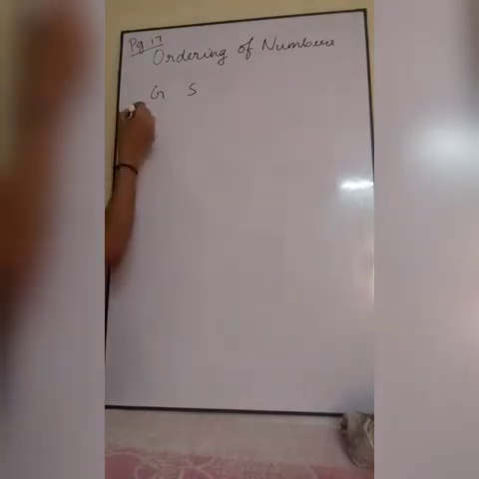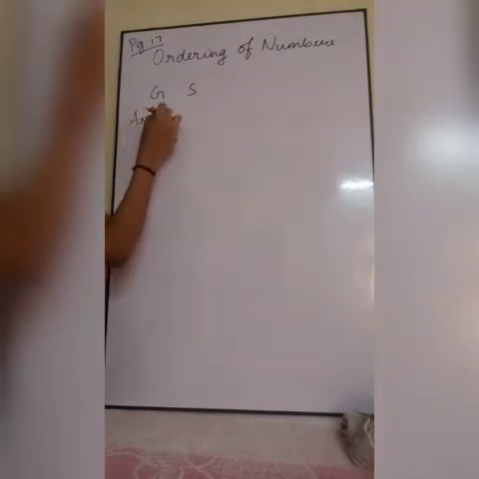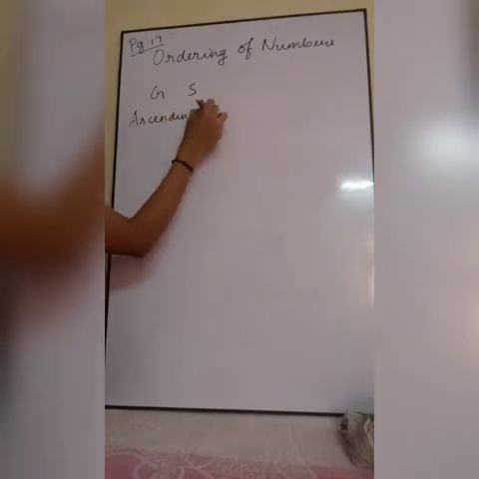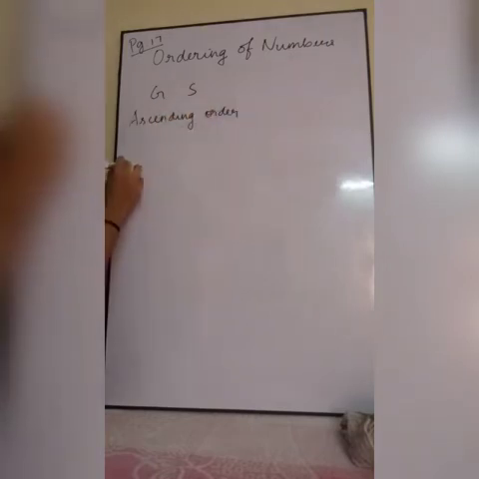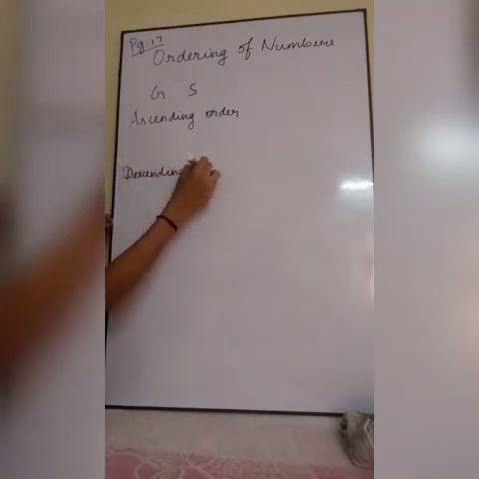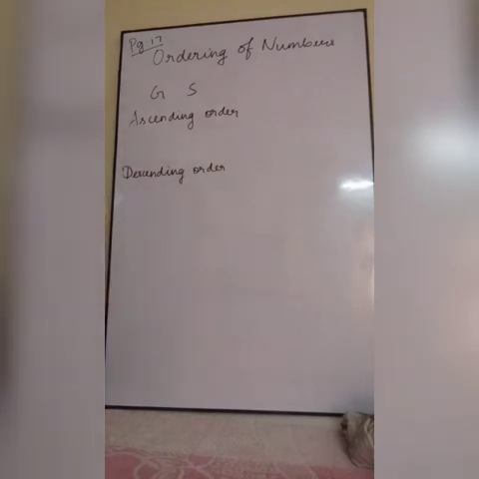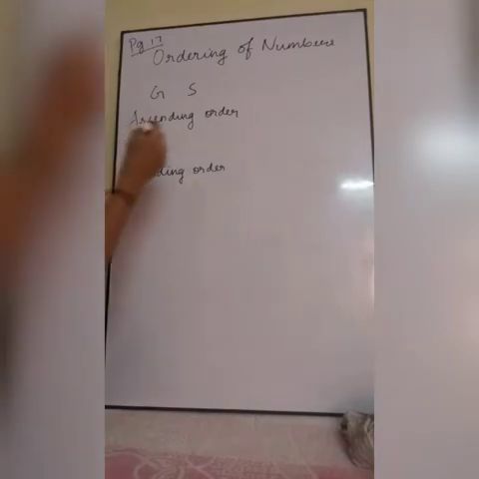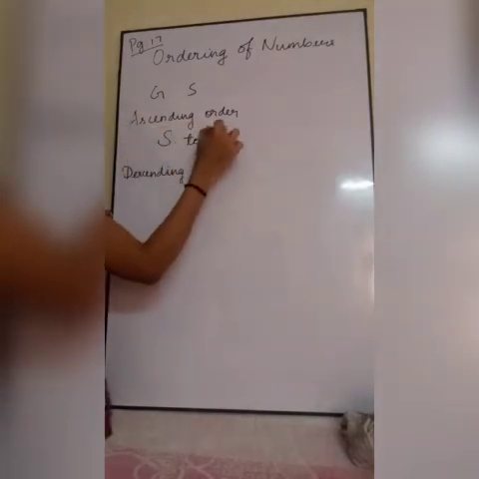The main concept in ordering is ascending order and descending order. Okay, what is the main concept of these numbers? Ascending order and descending order. So already we have compared the numbers and decided that this number is greater than that number. So based upon the ascending order, we will arrange those numbers from smallest to greatest.